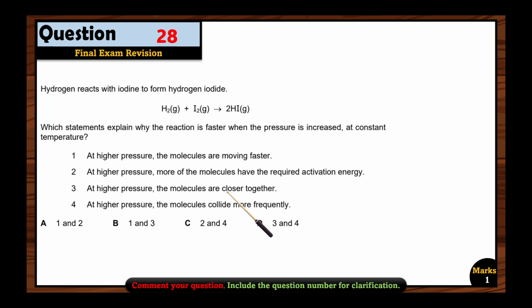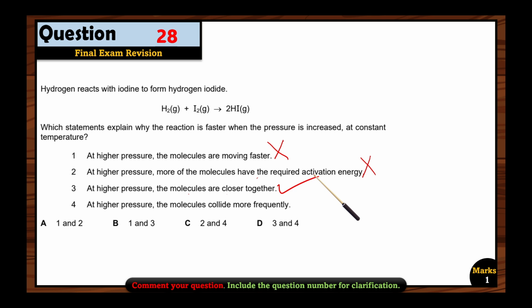Yes, that's right. The pressure, the temperature and also the concentration increase the speed of the reaction. Okay, so let's see. At higher pressure, the molecules are moving faster. Wrong. The molecules move faster only when the temperature is increased. At higher pressure, more of the molecules have the required activation energy. Again, wrong. At higher pressure, the molecules are close together. Yes, because when you give more pressure, there will be less volume, so the particles will come close together.